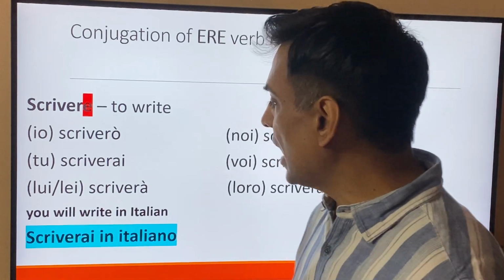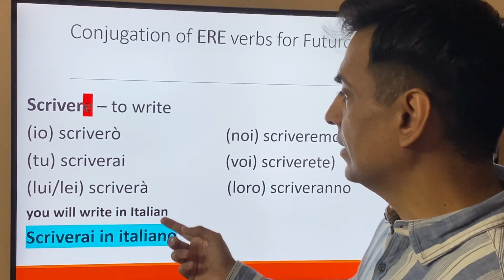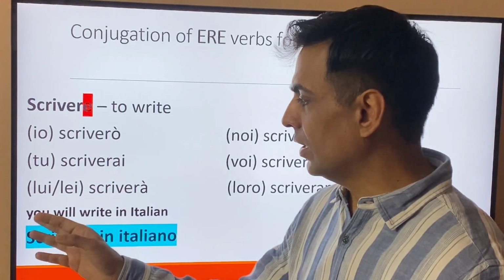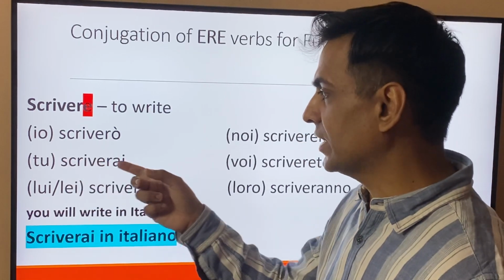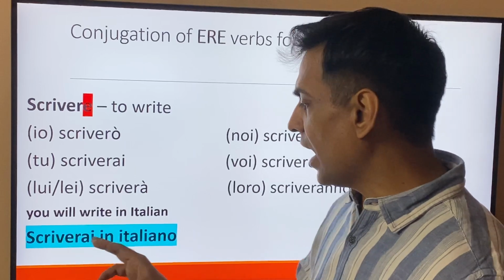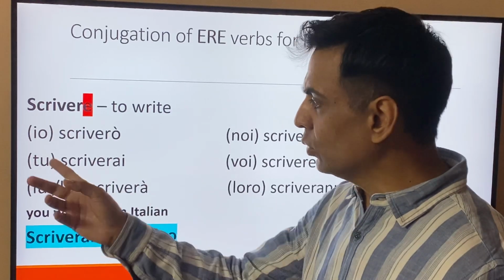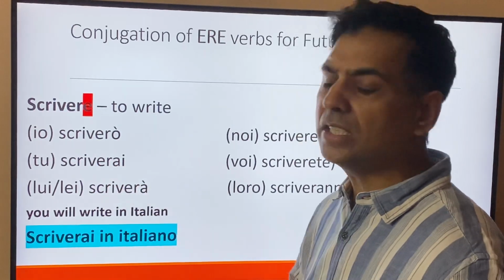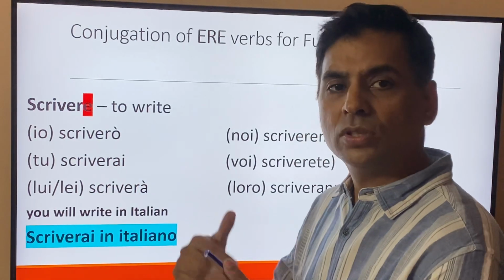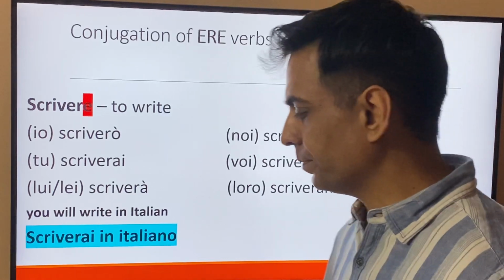And if we take an example, you will write in Italian. Can anyone guess which one? You will write in Italian. Yes, we're going to use the second one. Tu scriverai in italiano. And we do not have to mention tu, because if we are saying scriverai, it means we are talking about you as the subject.